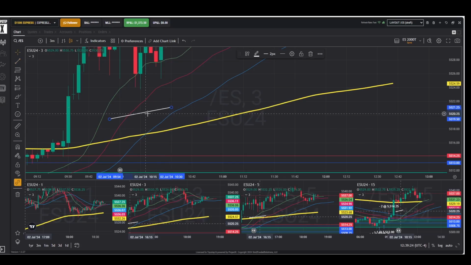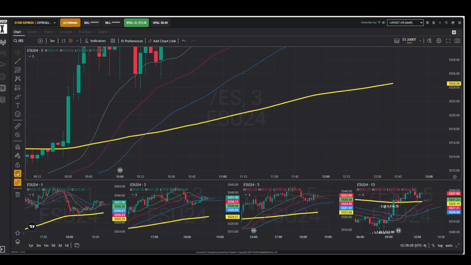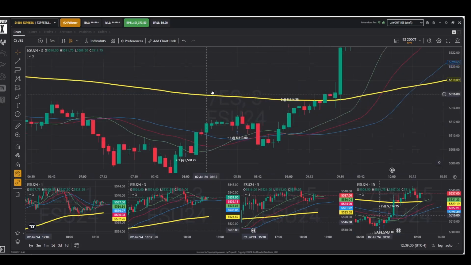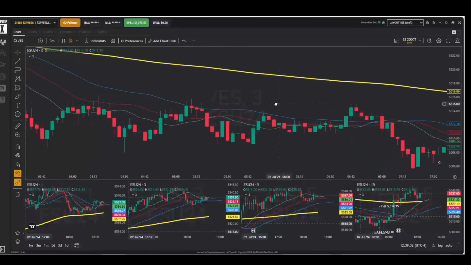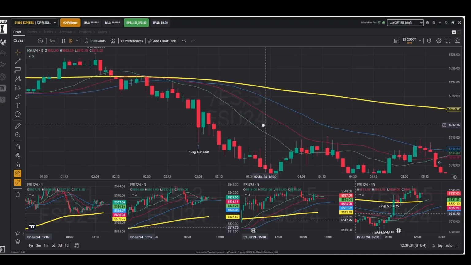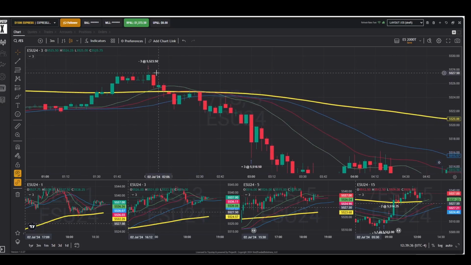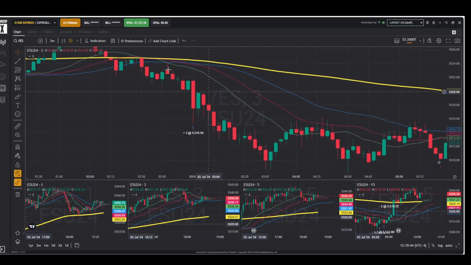Oh, I didn't want to do that, sorry. Let me just do this because we will go back to that further. I mean, a bit later, sorry. So on the 3-minute chart, again, not really sure what's going on here, but it's not showing right. There's a downtrend as well.